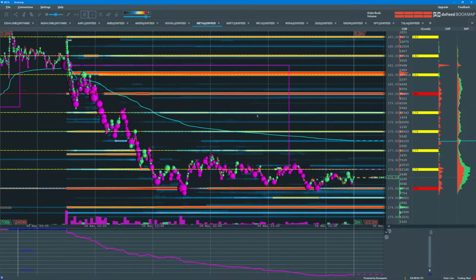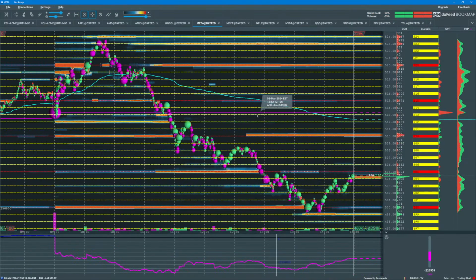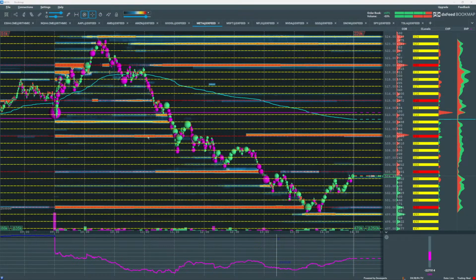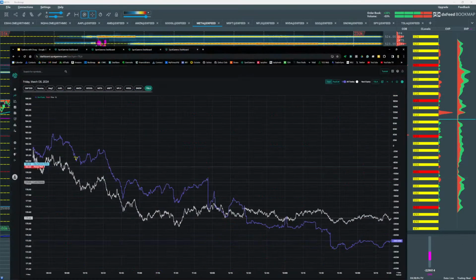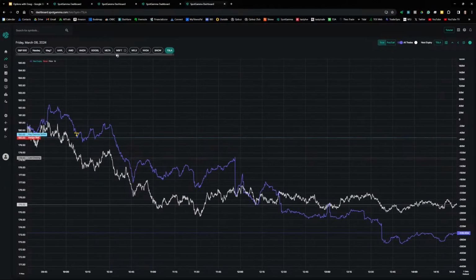Meta, for example. In this part of the day, say 9:30 to 12, I find a lot more clarity both in the order flow and in the hedging flow. Let's go back to Hero. So that's when I trade.